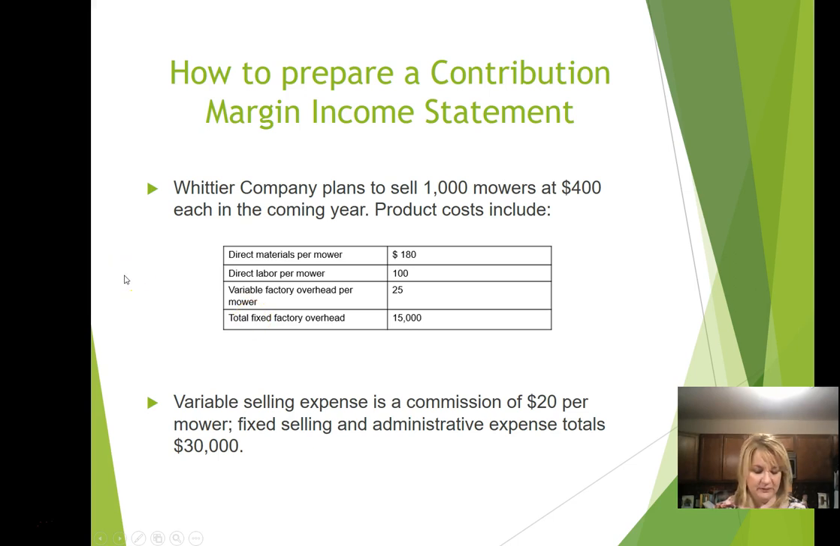So how do you prepare a contribution margin income statement? This is an example that is in your book, but I thought it was applicable to show you in case you did not see it. Whittier Company plans to sell 1,000 mowers at $400 each in the coming year, and the product costs include as follows. The variable selling expense is a commission of $20 per mower, and the fixed selling and administrative expenses total $30,000. So there's all your information.